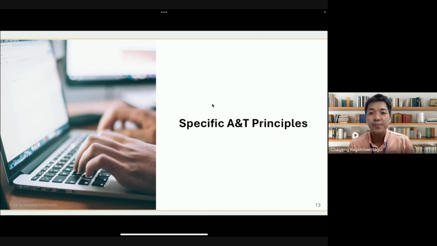Next, I'm going to move to some specific analysis and testing principles, and there are 3 of them.